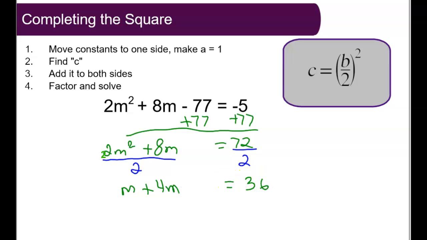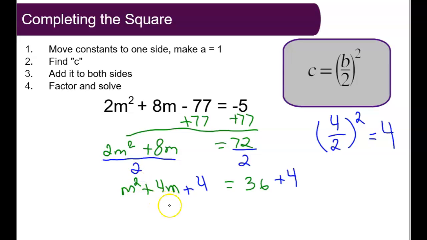All right, what do I need in order to complete the square here? b is 4. 4 over 2 is 2. And 2 squared is 4. So I need to add 4 to both sides of this equation. If I factor m squared plus 4m plus 4, I get m plus 2 squared. It's a perfect square trinomial. And that's equal to 40.